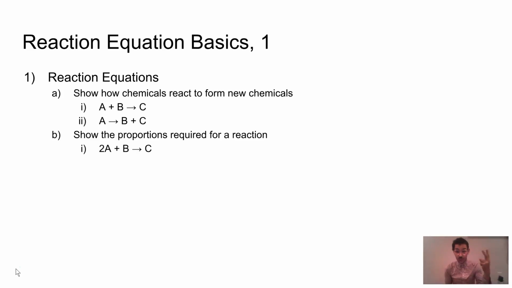So you might need two of those A's to react with one of those B's to give C. Or you might find something with more complicated proportions, with three of those A's coming together with four of those B's, and smashing together maybe to make two of those products, C.